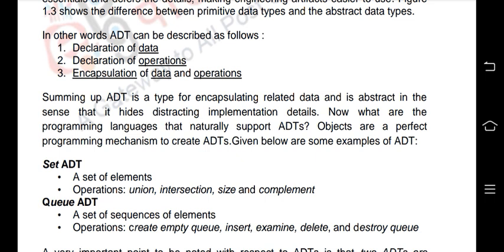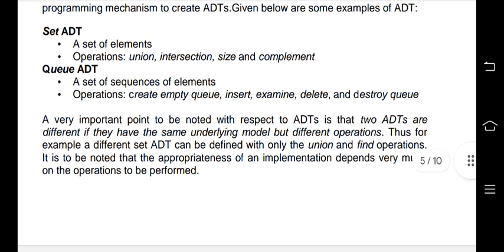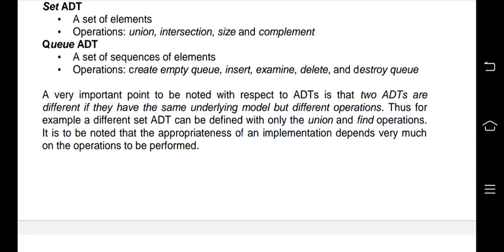Now, what are the programming languages that naturally support ADT? Objects are a perfect programming mechanism to create ADT. Given below are some examples of ADT. Set ADT: a set of elements, with operations union, insertion, intersection, size and complement. Queue ADT: a set of a sequence of elements, with operations create empty queue, insert, examine, delete and destroy queue.